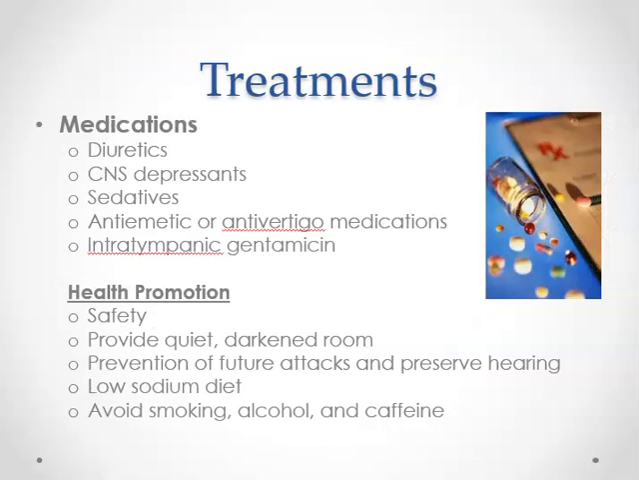Diuretics are going to be used in Meniere's disease to reduce pressure. CNS depressants may halt an attack of vertigo. Sedatives are going to cause an antiemetic effect if nausea is a side effect. And antiemetics are used to reduce the whirling sensation and nausea. Gentamicin, if they're having an infection, can be used to treat inner ear infections.